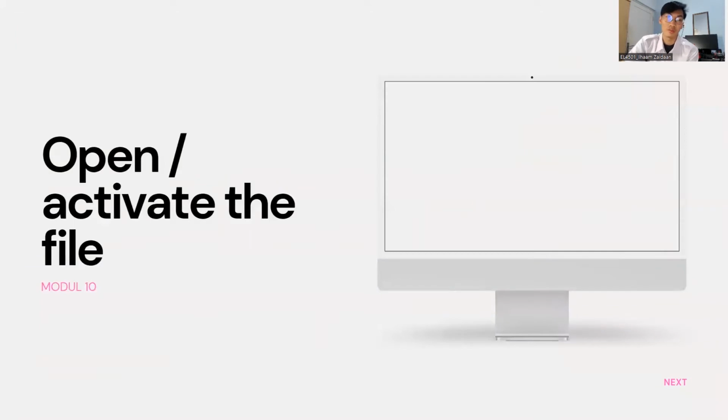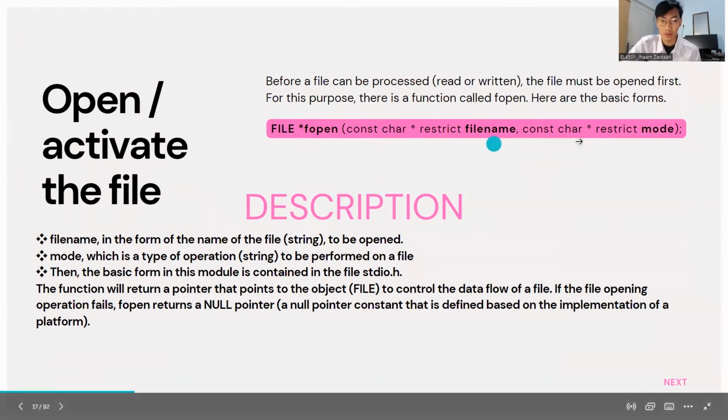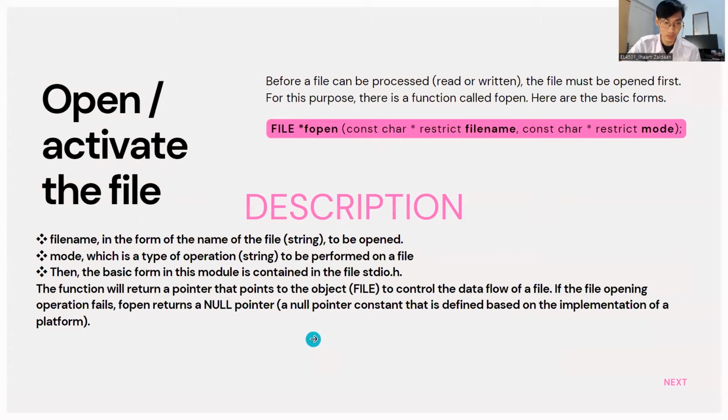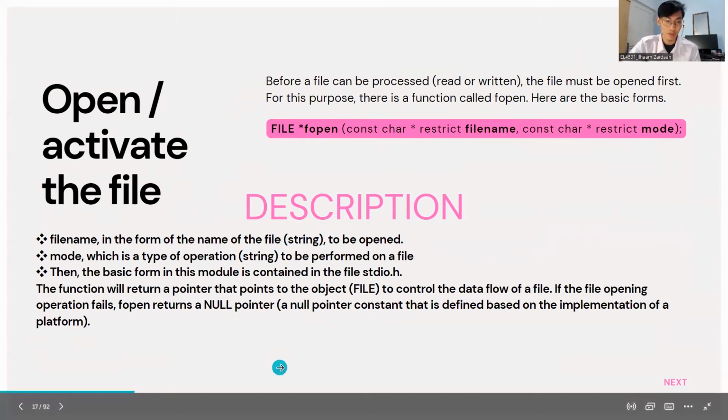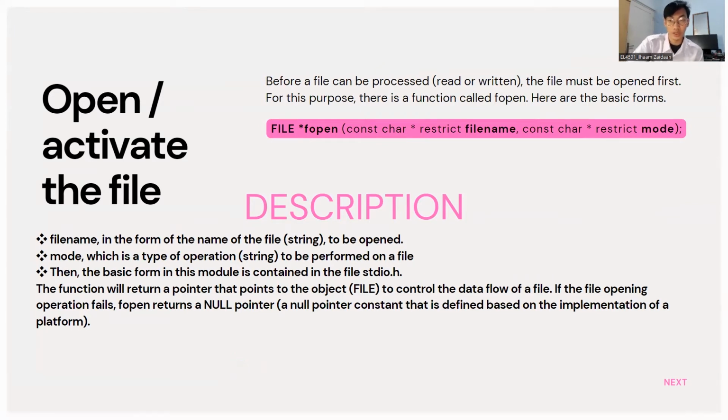Okay, we will learn about opening or activating the file. Before a file can be processed, read, or written, the file must be opened first. For this purpose, there is a function called fopen. Here are the basic forms. Description: file name is the name of the file to be opened. Mode is a string for the type of operation to be performed on a file. The basic form in this module is contained in the file stdio.h.